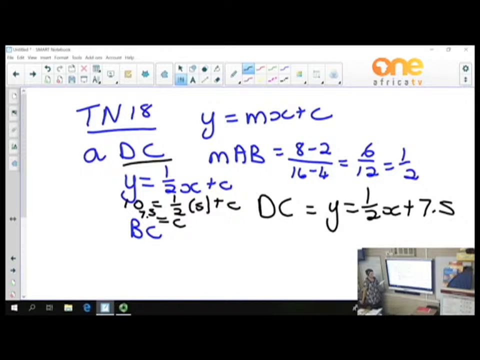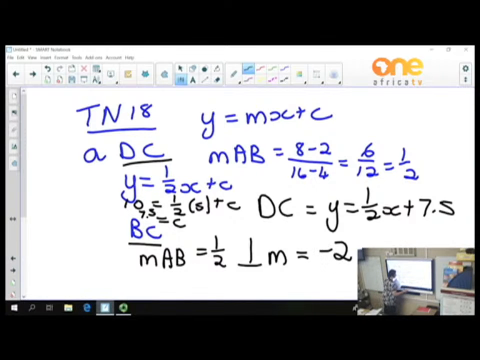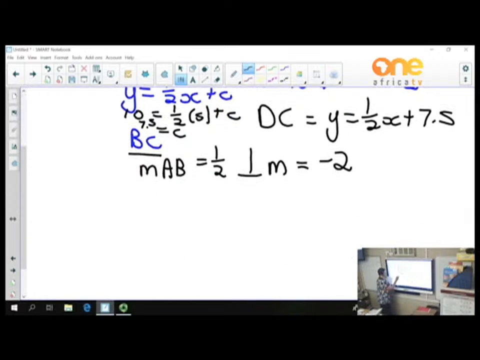Okay? Now we have to find the second one, BC. What do we know about BC? BC is perpendicular to which one? Can you see there? This BC is perpendicular to AB. So the gradient of AB was what again? A half. So what will be the perpendicular m now? Change of sign, reciprocal, what will it be? Negative 2. Yeah, you can say negative 2 over 1, but you can just say it like that.